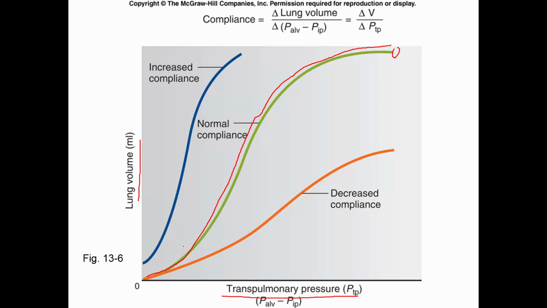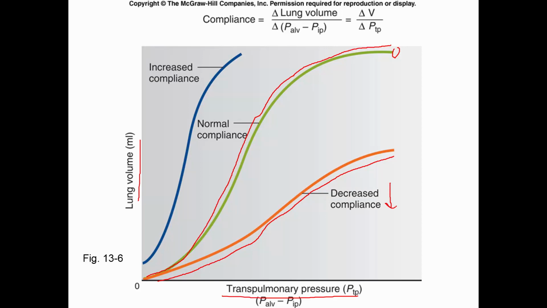So this tells us at very low lung volumes, it takes a lot of pressure to increase the lung volume. In the middle, we have nice compliance. At the top, the compliance goes down again. It takes a big pressure change to get a little tiny bit of volume in. That's healthy compliance. Decreased compliance has a much shallower curve. So it takes a lot more of a pressure change to get the air in.